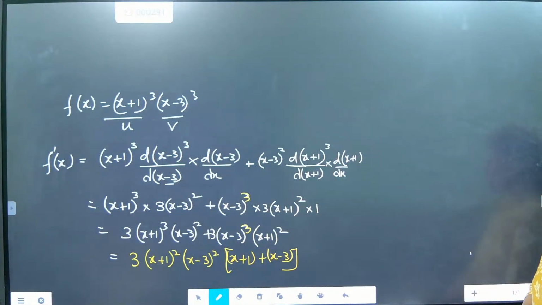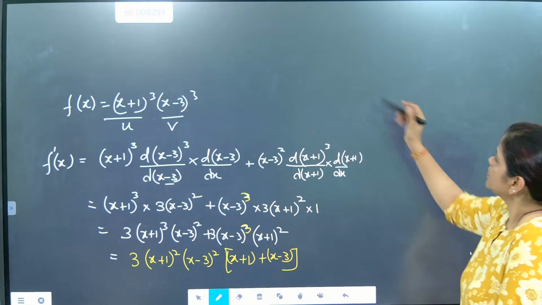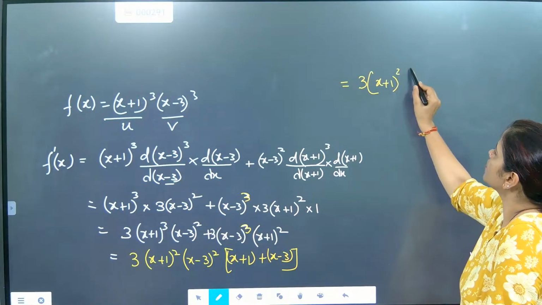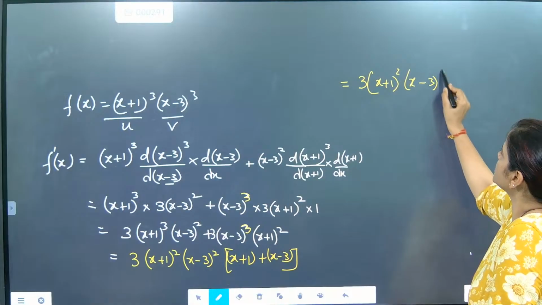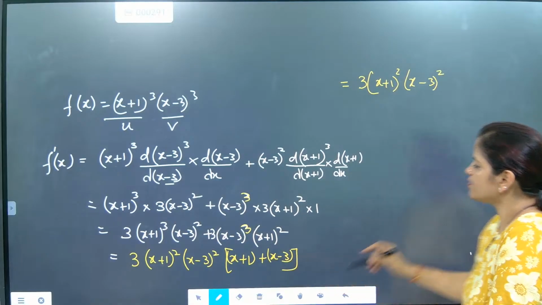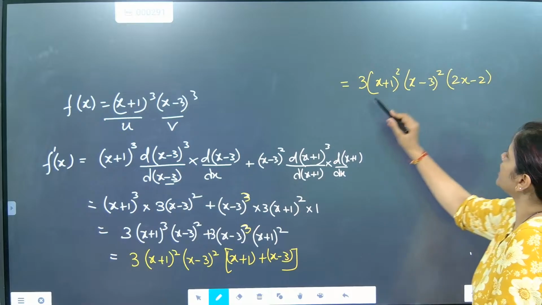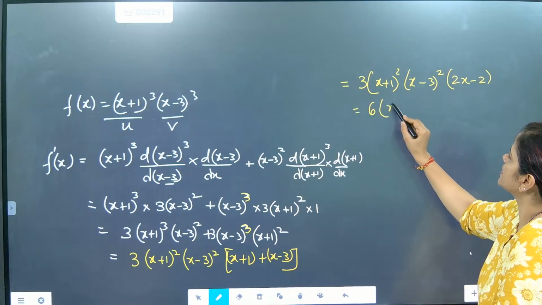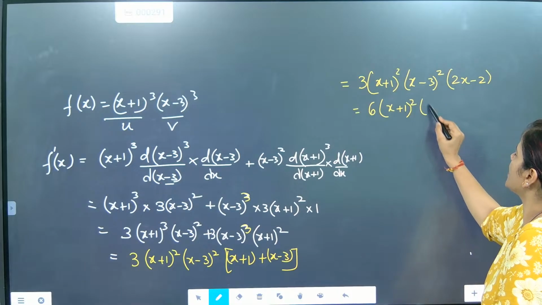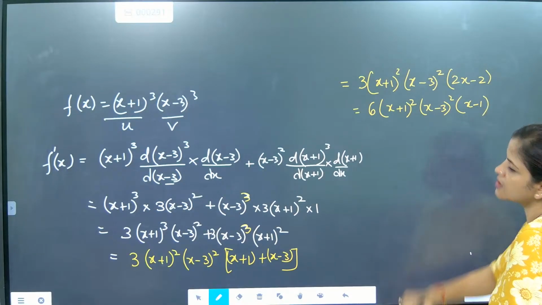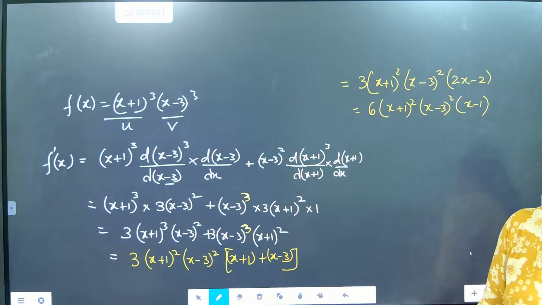Now what next we are going to do is, we will be writing this part. Come on, solve this question, children. So here it is written as 3 (x plus 1) whole square, (x minus 3) whole square. Open it, 2x minus 2. So take 2 outside, it will become 6 (x plus 1) whole square, (x minus 3) whole square, and here x minus 1. So these are the values coming.